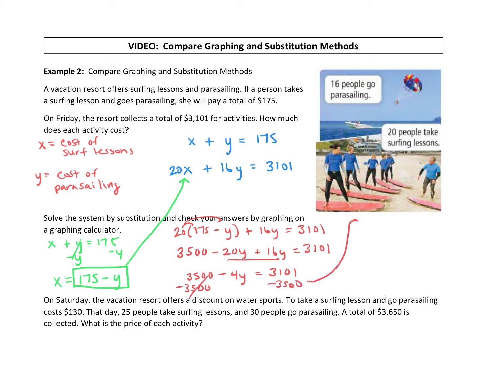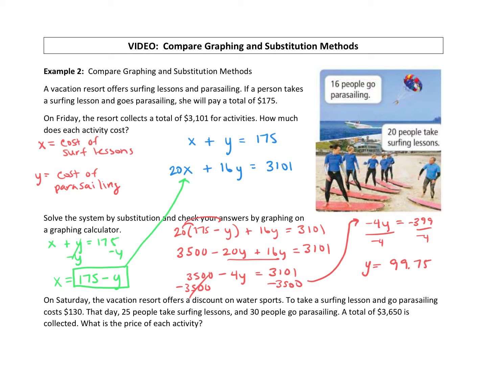I'm going to transfer my work over here. That's a negative 4y equals 3,101 minus 3,500, which is a negative 399. And then just divide both sides by negative 4 to solve for y. All right, so y is 99.75. Well, y represents the cost of parasailing. So it costs $99.75 to parasail.